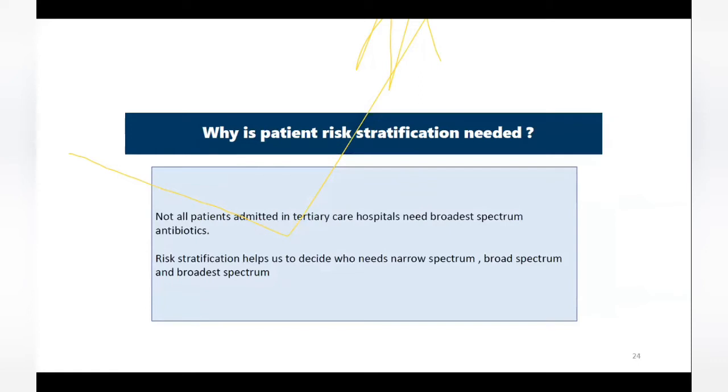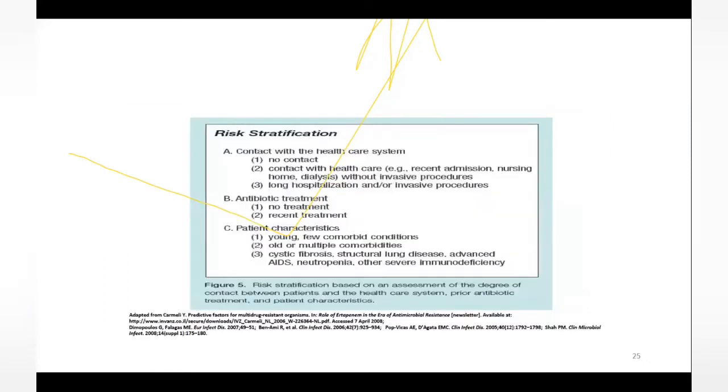Now, while preparing antibiotic policy, we cannot make an antibiotic applicable to all the patients. The patient needs to be stratified. Now, why is patient risk stratification needed? Not all the patients admitted in a hospital need the broader spectrum antibiotics. So risk stratification is necessary to decide who needs the narrow spectrum, who needs the broad spectrum, and who needs the broadest spectrum.